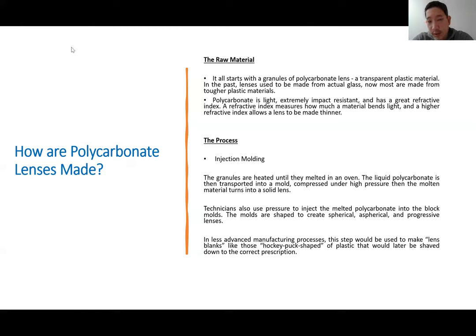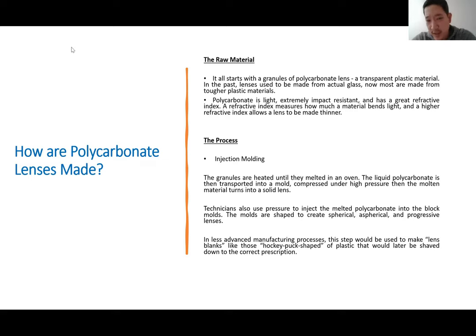The most important part here is the process that the polycarbonate lens undergoes, right? The process is what we call injection molding, right? The granules are heated until they melt in an oven. The liquid polycarbonate is then transported into a mold, compressed under high pressure. Then the molded material turns into a solid lens.